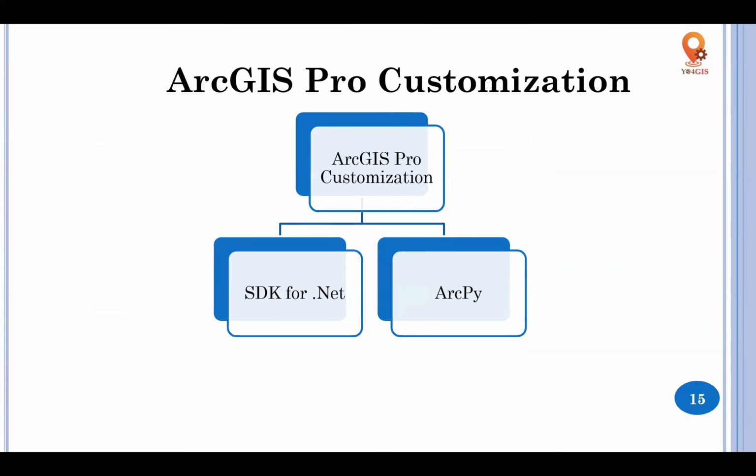Then coming to the ArcGIS Pro customization. As you know, if we want to do the customization in ArcGIS Pro, there are 2 different ways to do this. One is using C#.NET. Another one is using ArcPy. So there are 2 ways basically we have to create the customization, create the button, create the tool in ArcGIS Pro. One is using C#.NET, the other one is using ArcPy.